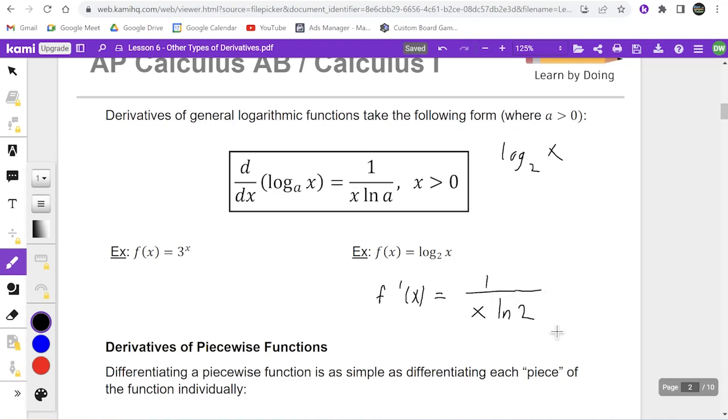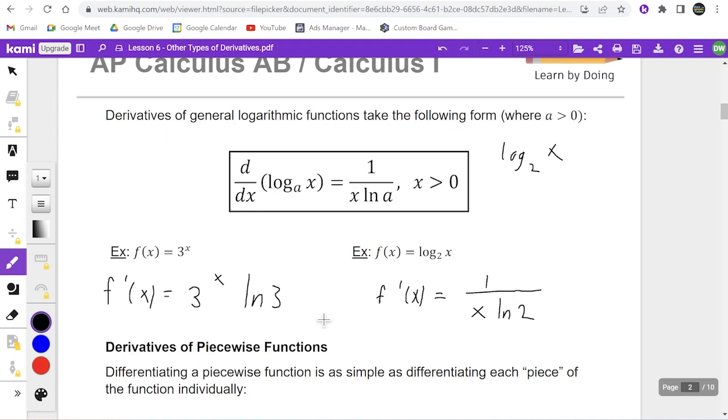You'll notice it's almost the same thing as 1 over x, except you add the natural log of a in the denominator. Can someone tell me what the derivative of 3 to the x will be, using the same logic from the last page? That's right, it will be 3 to the x times the natural log of 3. Because 3 to the x is the derivative of itself, and since 3 is not e, you have to add a natural log of 3 at the end of that. Any questions so far?